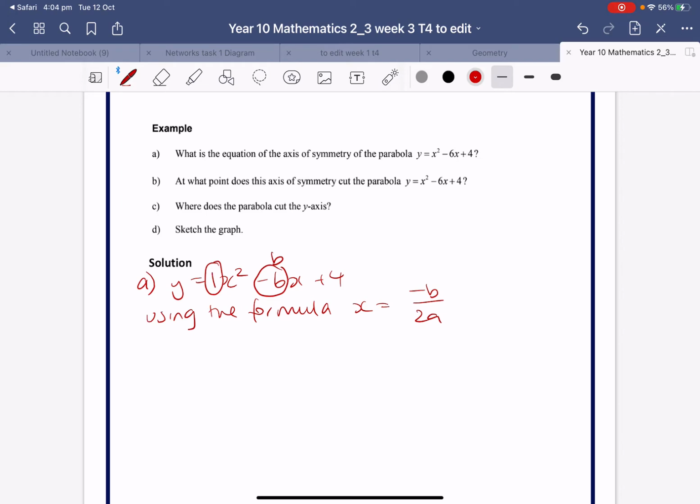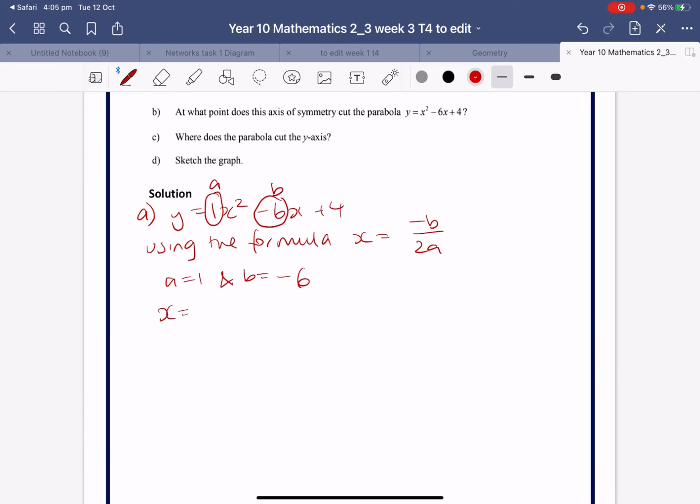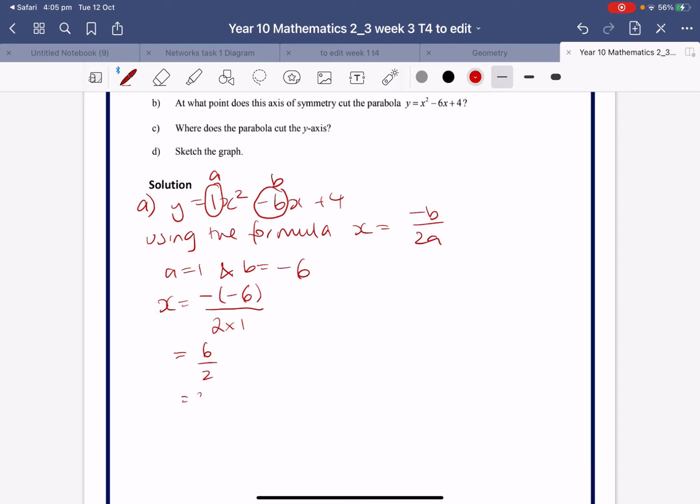This is going to be 1. Okay, so a equals 1 and b equals negative 6. And let's put that in. So x equals negative negative 6 over 2 times 1. The negative becomes a positive. It's going to be 6 over 2, which equals 3. So x equals 3 is the axis of symmetry.